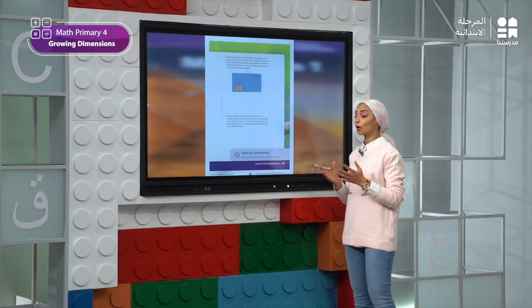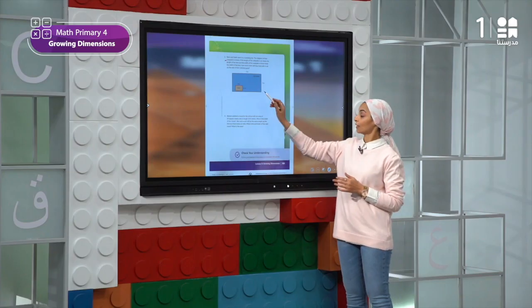رامي وصلاح راحوا trip, camping trip. The diagram of their campsite is shown. Okay, ده الكامب سايت بتاعهم. The length of the campsite is 6 times the length of the tent. And the width of the campsite is 3 times the width of the tent.